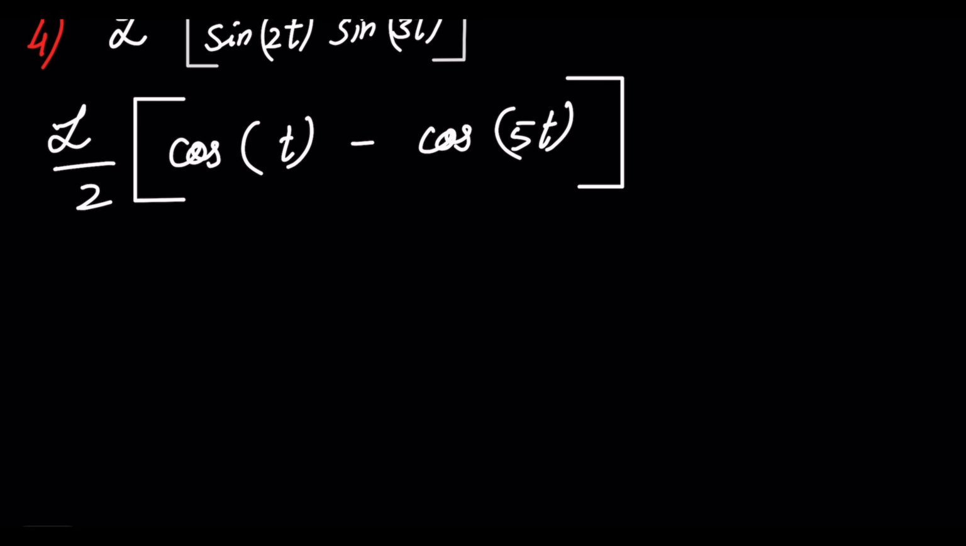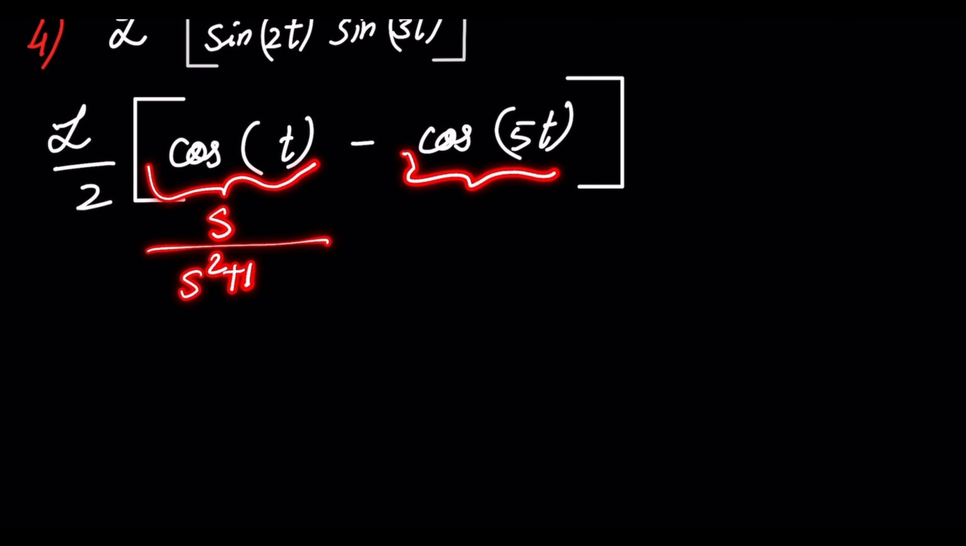So the Laplace transform of cos of t is going to be s divided by s squared plus 1. And for cos of 5t, it's going to be s divided by s squared plus 25.